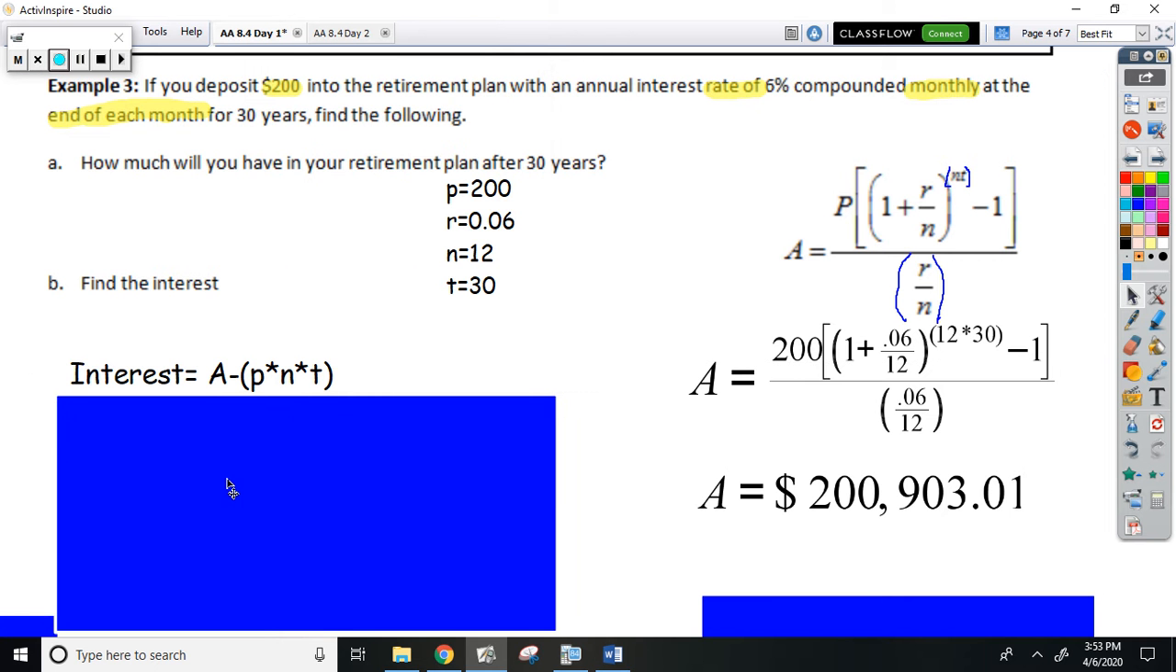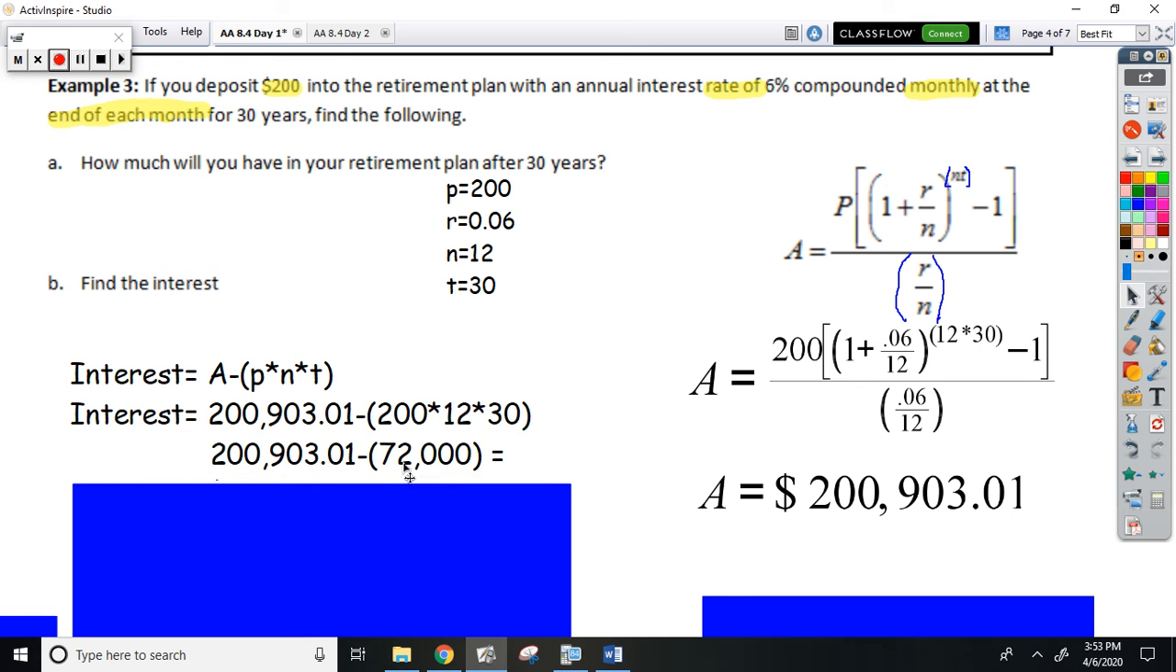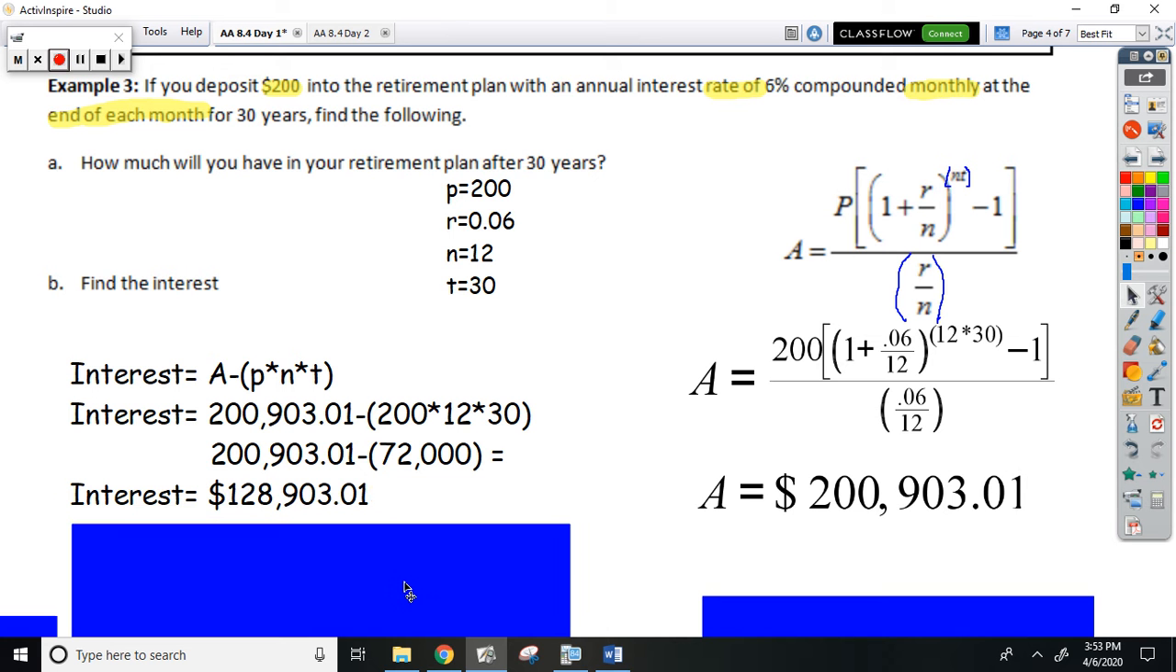Now to find our interest, again, we're going to use the formula, which is to take our future amount minus the amount deposited, which is our P, times the amount of times we're putting it in, 12 times a year, for 30 years. So 200 times 12 times 30 gets us 72,000. And we subtract that from our 200,000 to get, we made $128,903.01 in interest.